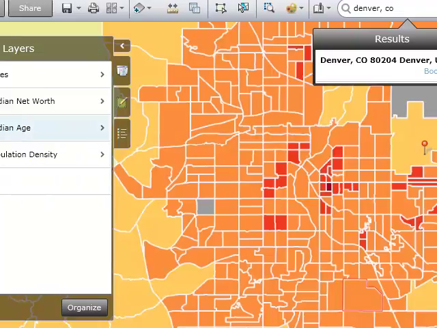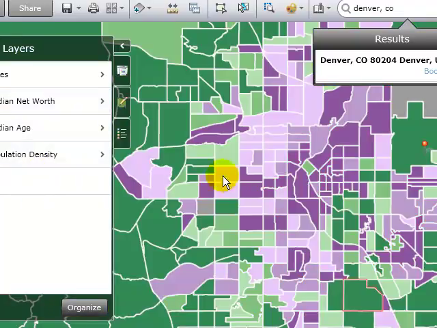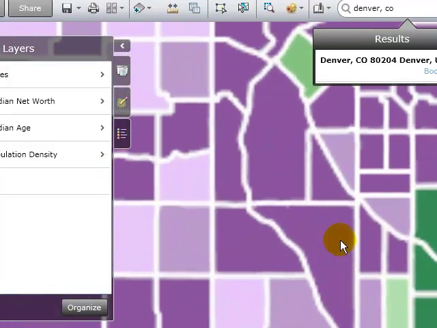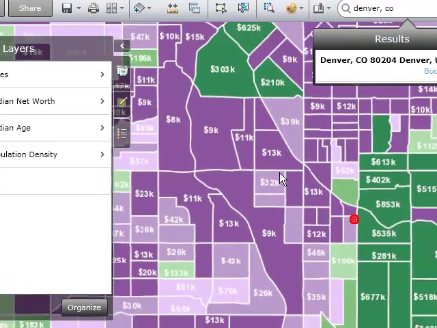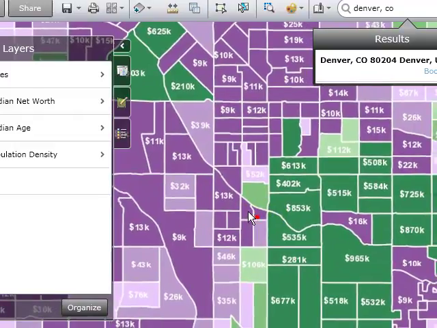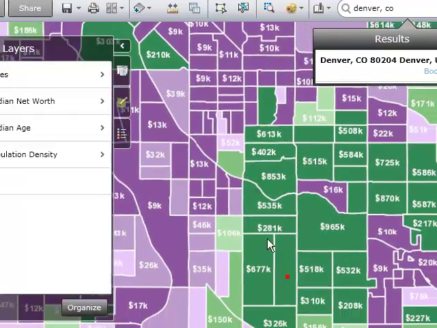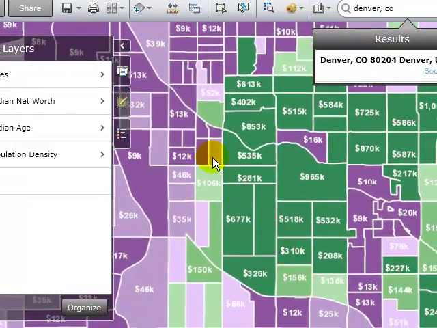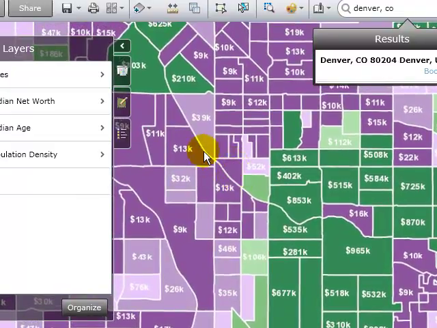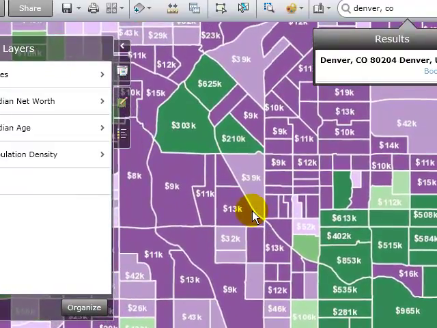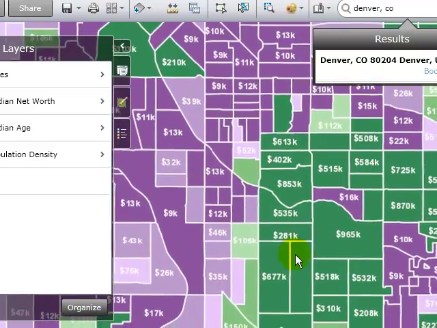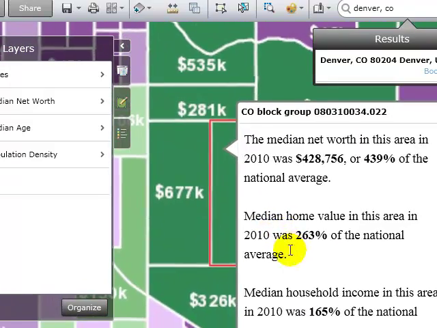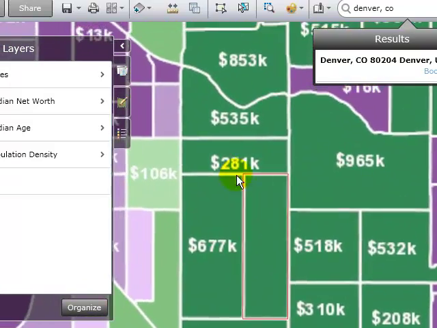So I'm looking at net worth. I'm going to zoom in, and I can see that not all neighborhoods are created equal. I've got some fairly high net worth neighborhoods juxtaposed adjacent to lower net worth neighborhoods. But even in the higher net worth neighborhoods, I can see that not all those are created equal either.